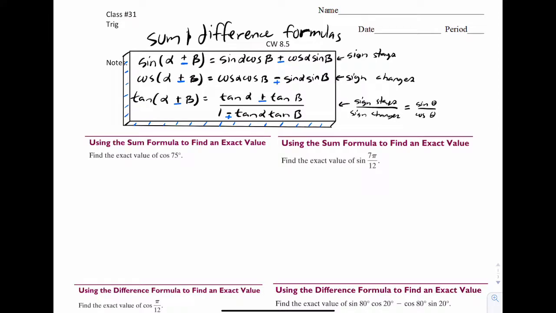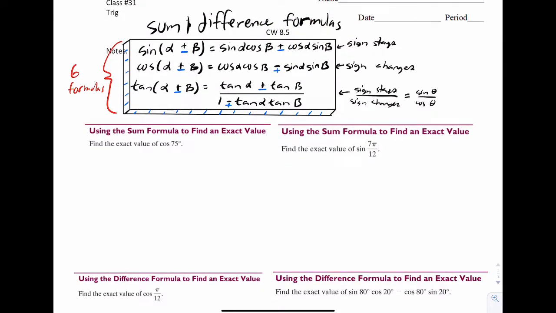Now notice how here, this is very important to understand, these are 6 formulas. But I want you to remember them like this because it'll consolidate it in your head. But again, you have to understand there are 6 formulas here. So knowing that, let's go straight to our first question. Find the exact value of cosine 75 degrees.